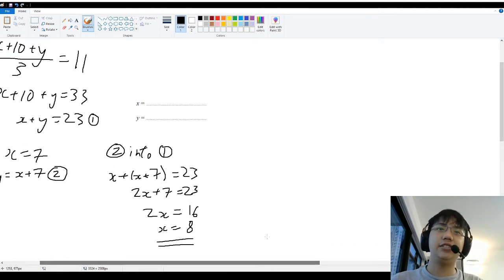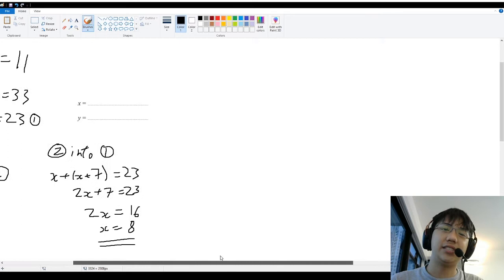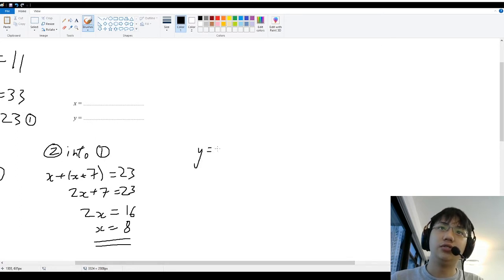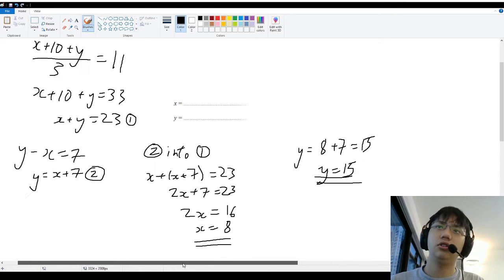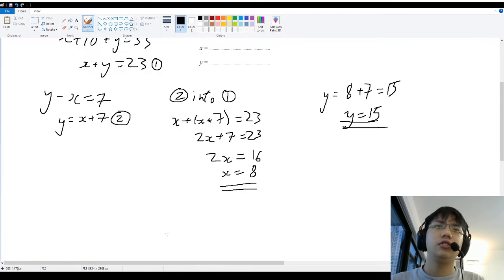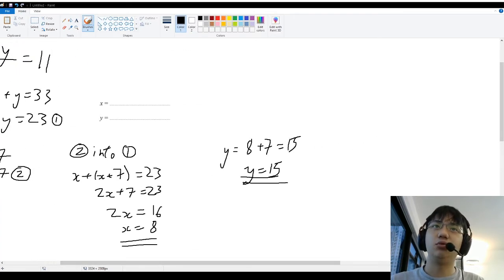So now we know that x equals 8, we can substitute that into the other equation. So you have y equals x plus 7, so y equals 8 plus 7, which equals 15. So y equals 15 in this case. So we've worked out the values of x and y here. x is 8 and y is 15.